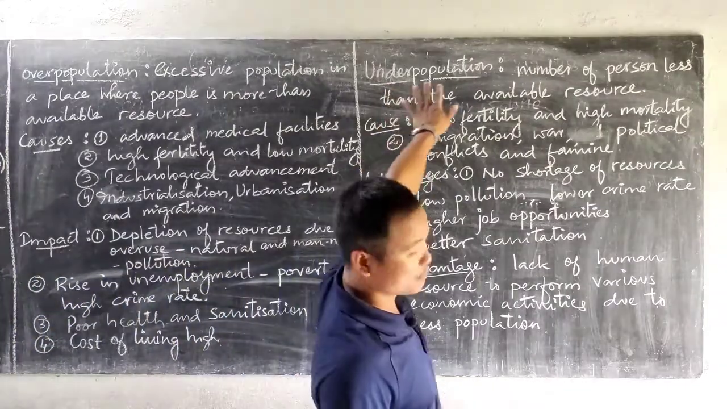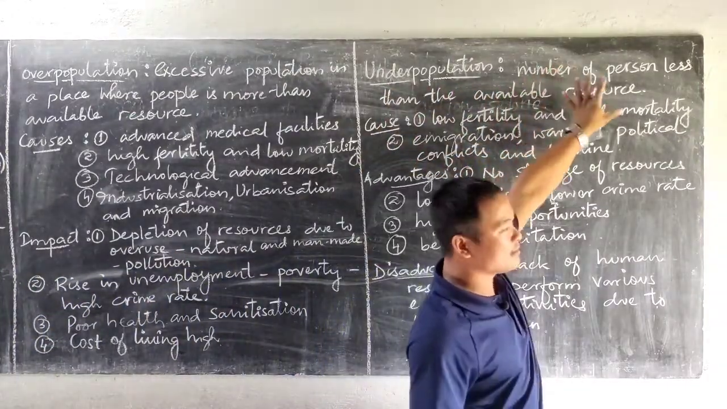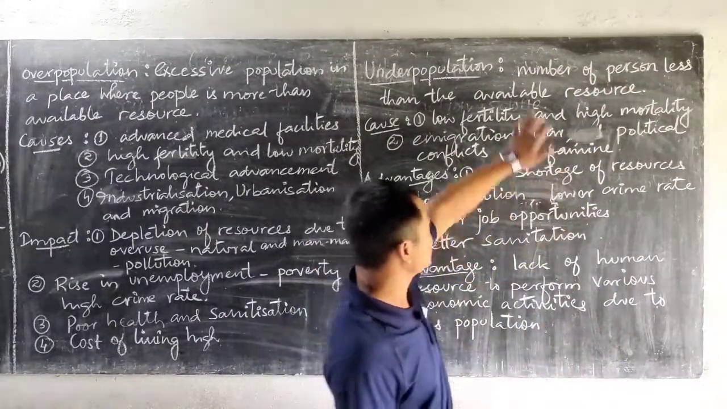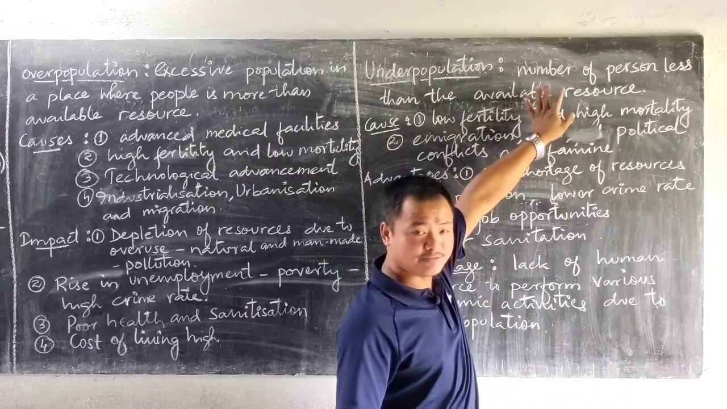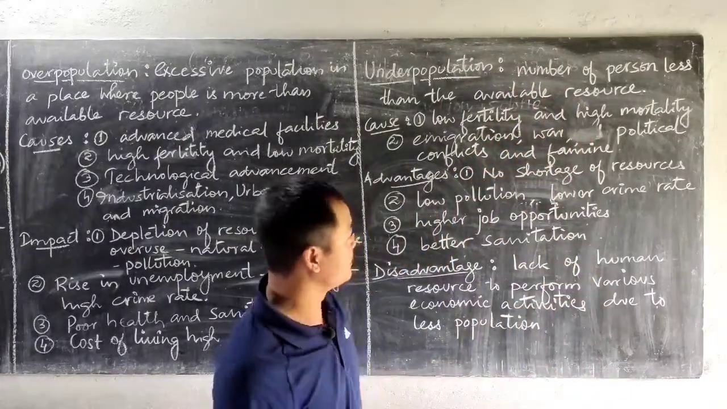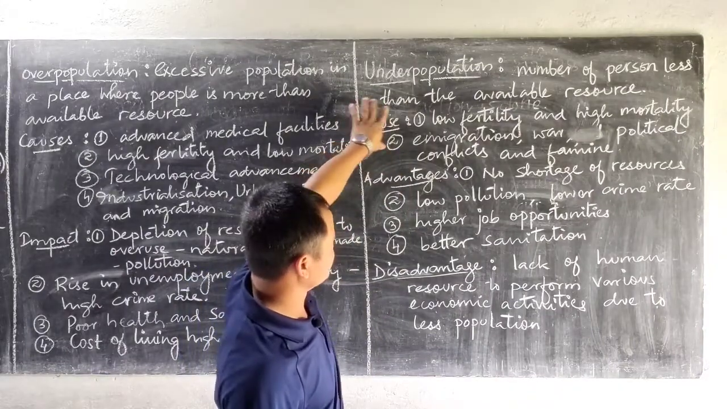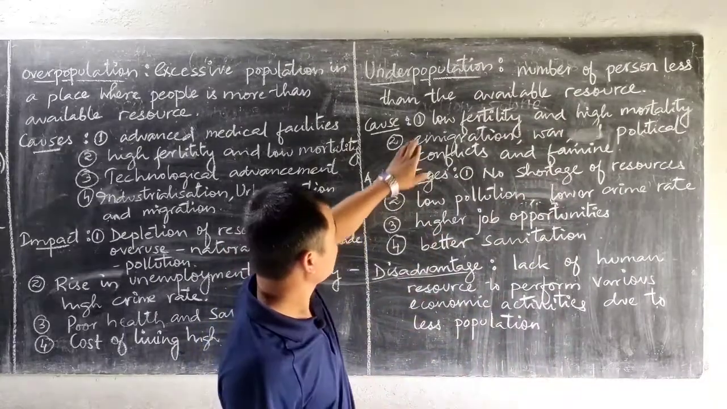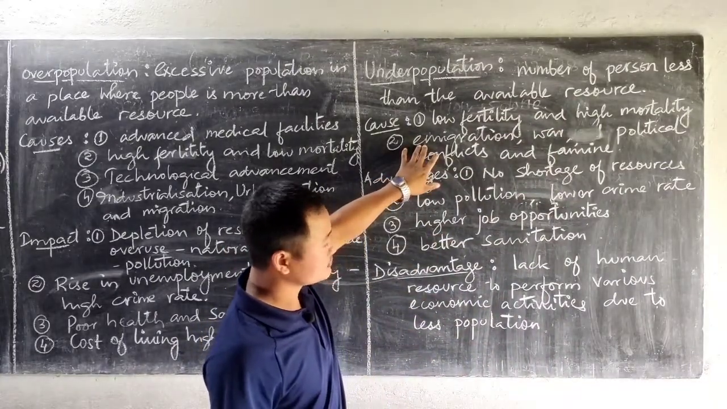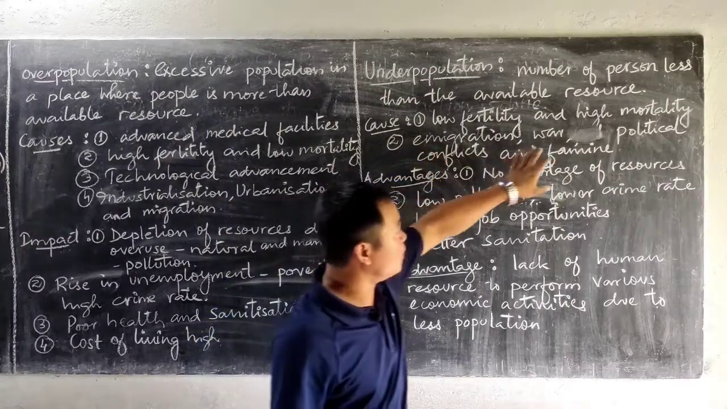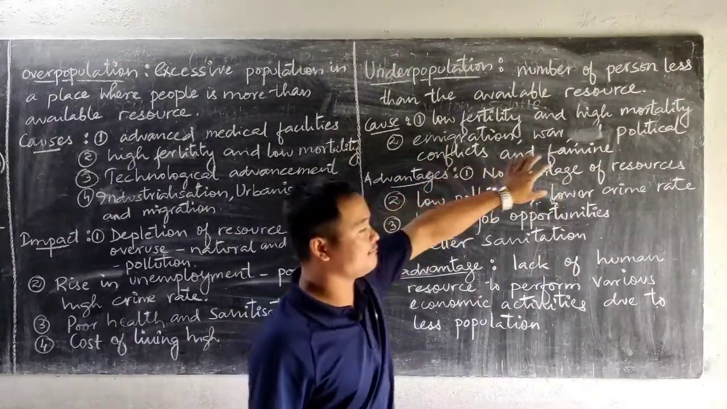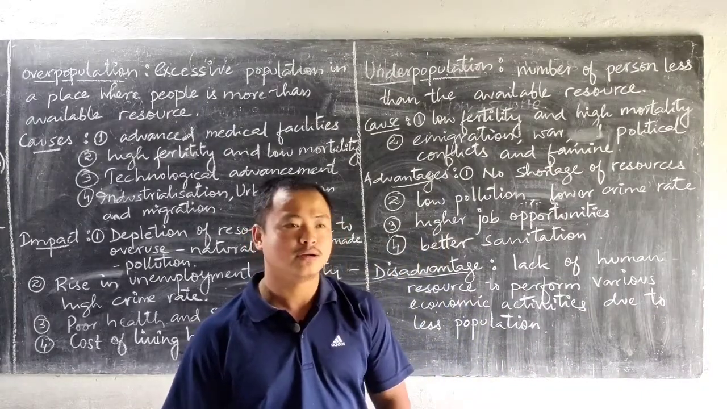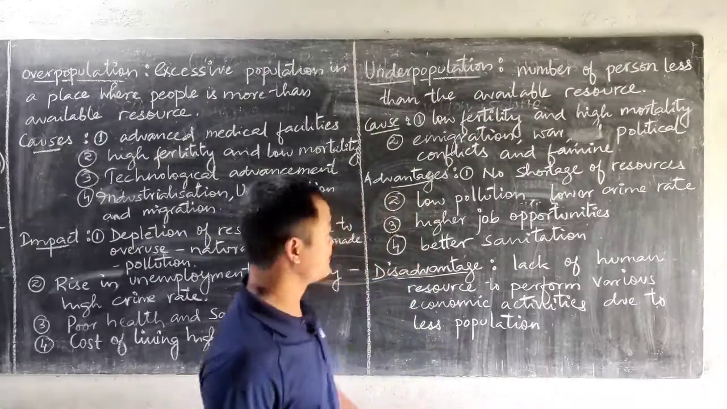But in case of underpopulation, the available resources are much more than the population living in that particular place. That means the number of persons living in that region is less than the available resources. So what is the cause usually? Low fertility, that means low birth rate, and high mortality, that is high death rate. Then emigration, people moving out of the country, war, political conflicts and famine, all of which lead to a higher death rate, which results in a low population in this particular place.